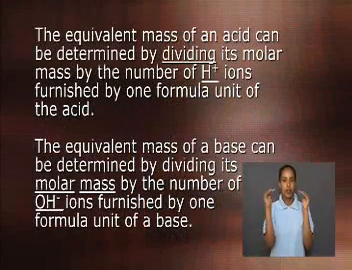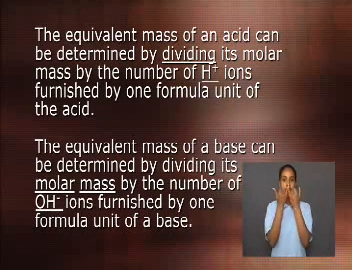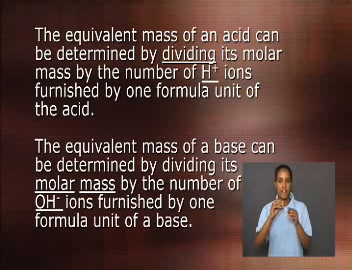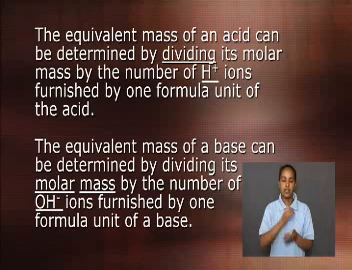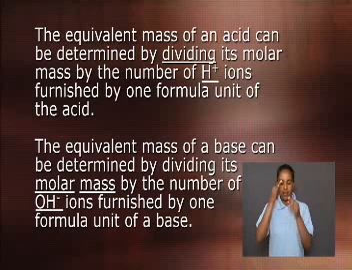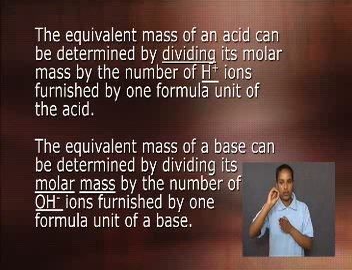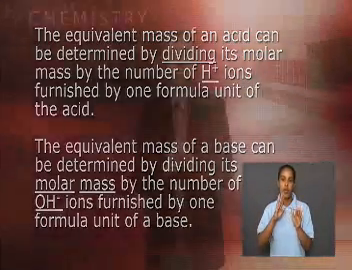The equivalent mass of an acid can be determined by dividing its molar mass by the number of hydrogen plus ions furnished by one formula unit of the acid. The equivalent mass of a base can be determined by dividing its molar mass by the number of hydroxide ions furnished by one formula unit of a base.